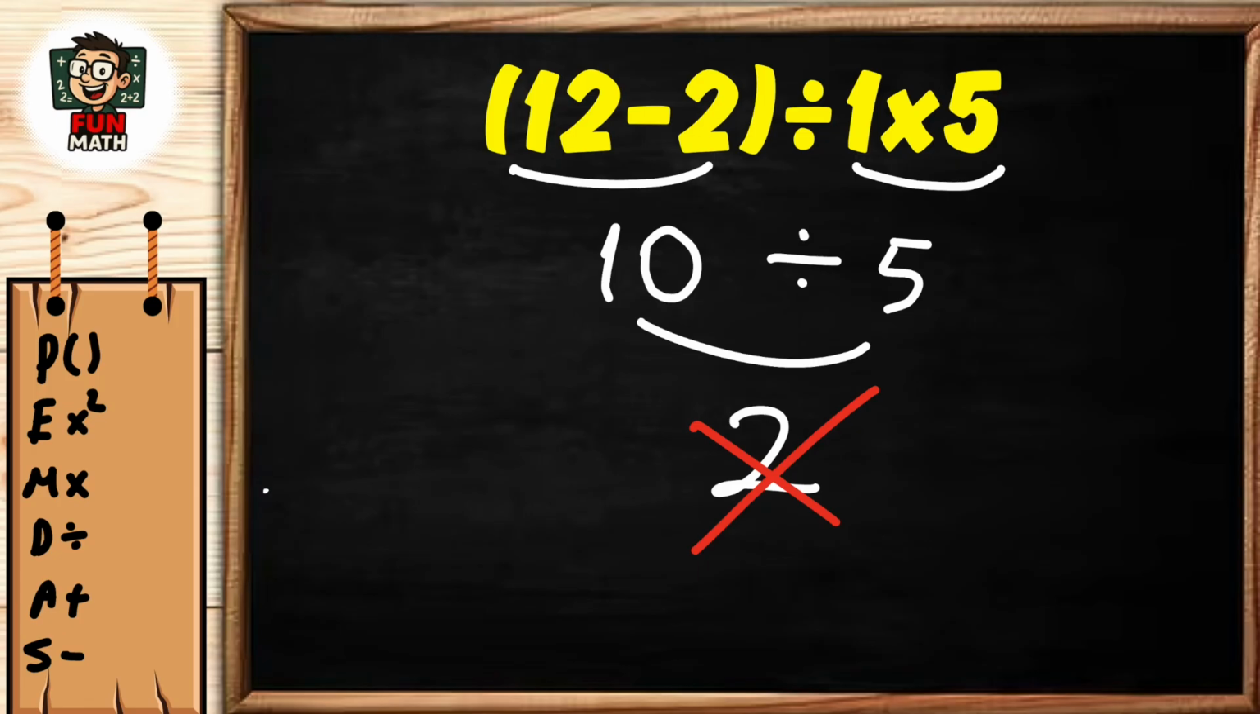There's an additional rule here. Multiplication and division have no order. They are solved from left to right. Similarly, addition and subtraction have no order. They are solved from left to right.